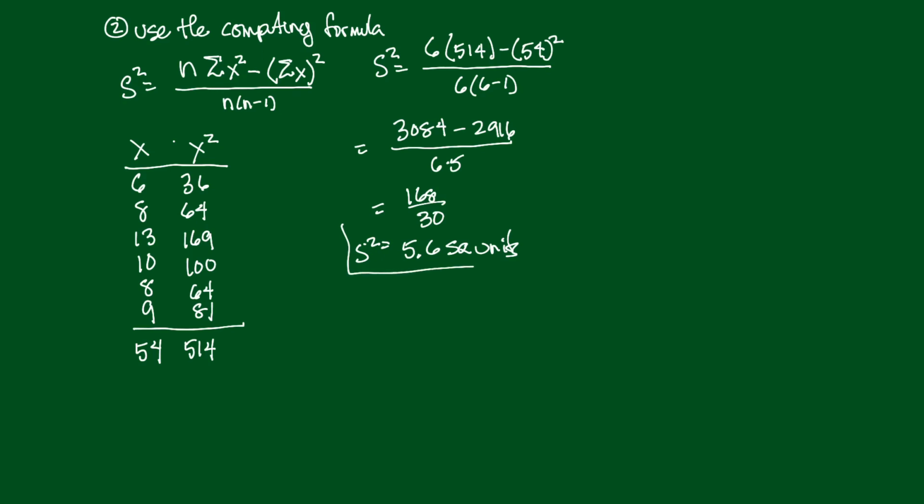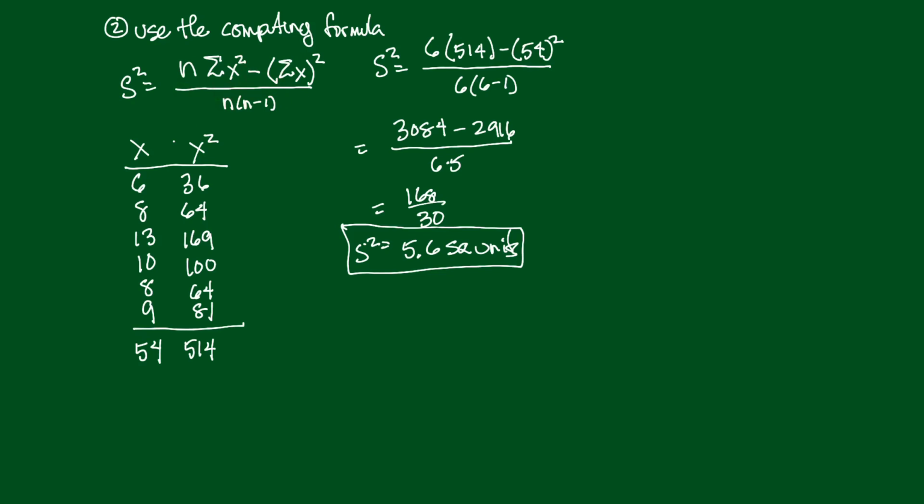So I got the same number. It's just that the computations, I think, are a little faster. It might not show it in these two examples because I've got only 6 numbers, but if you add 600 numbers, this computing formula is much faster. And this is the one I think that's built into software packages.